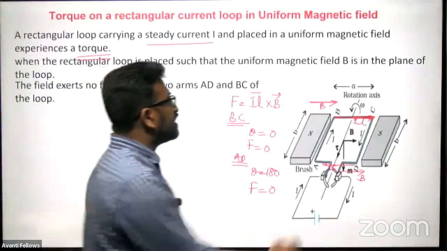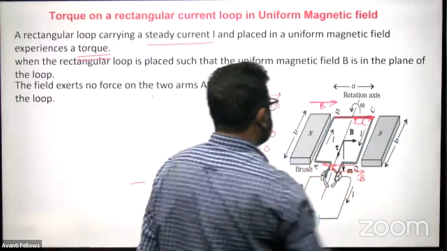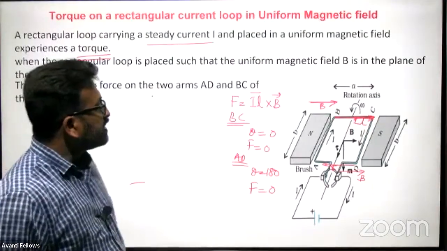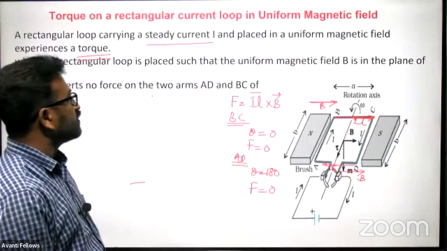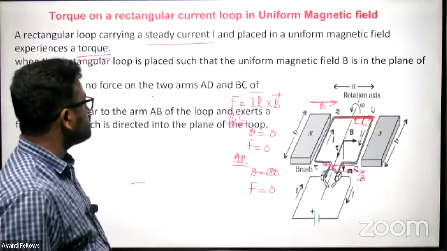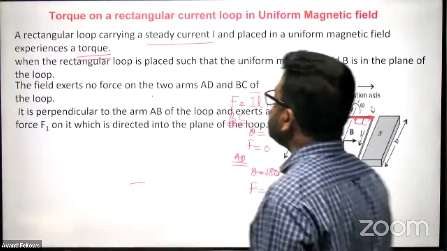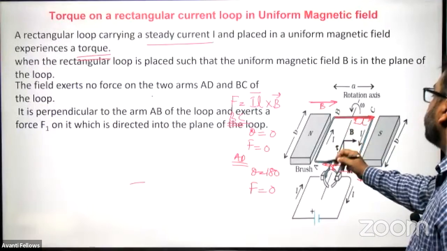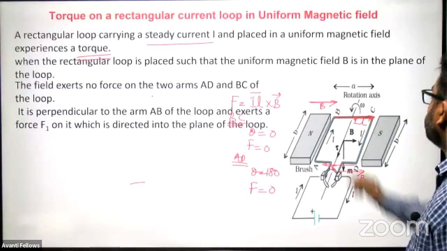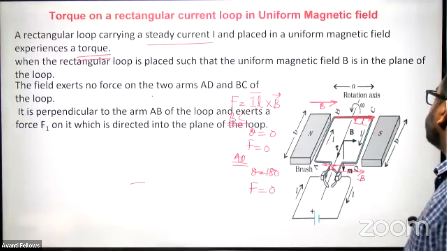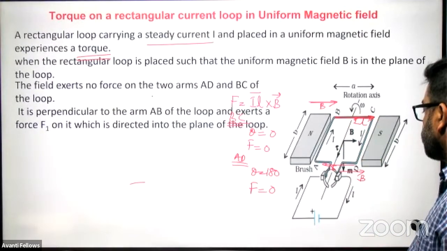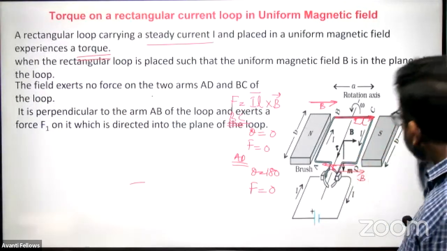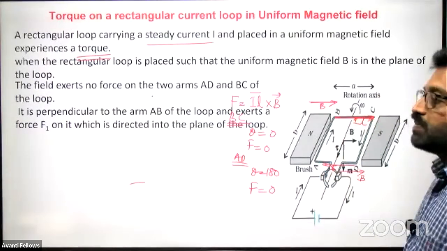So two sides, side BC and side AD, will not experience any force. The other two sides, AB as well as DC, will experience force. What will be the force experienced by AB? Current is going in this direction, the magnetic field is in this direction, so it will experience a force which is directed into the plane, that means downward into the plane of the loop.